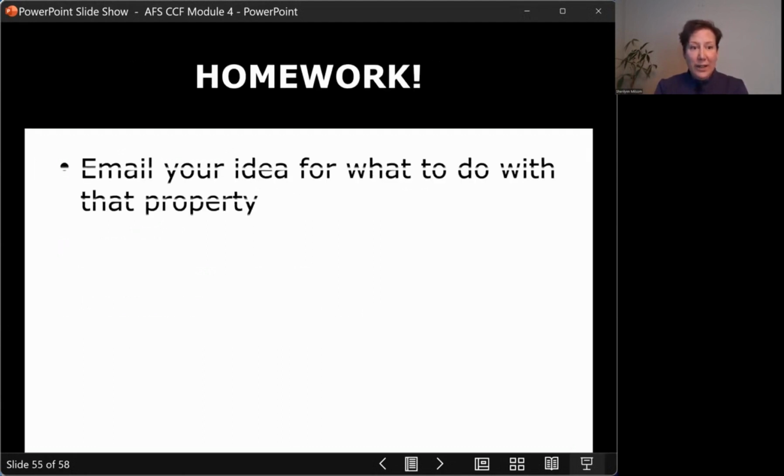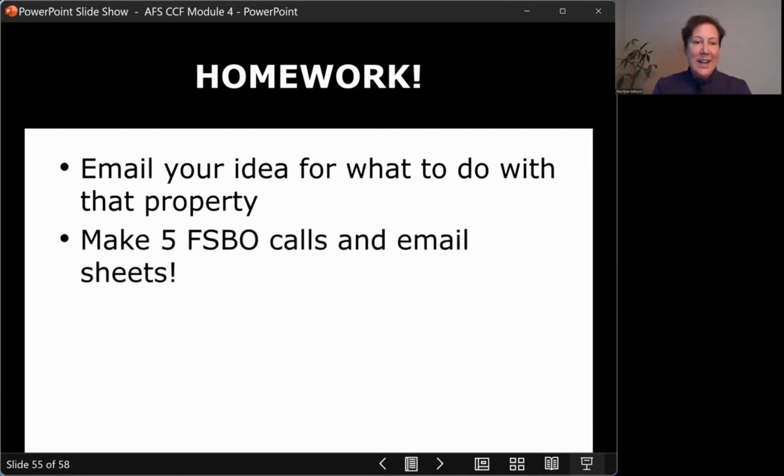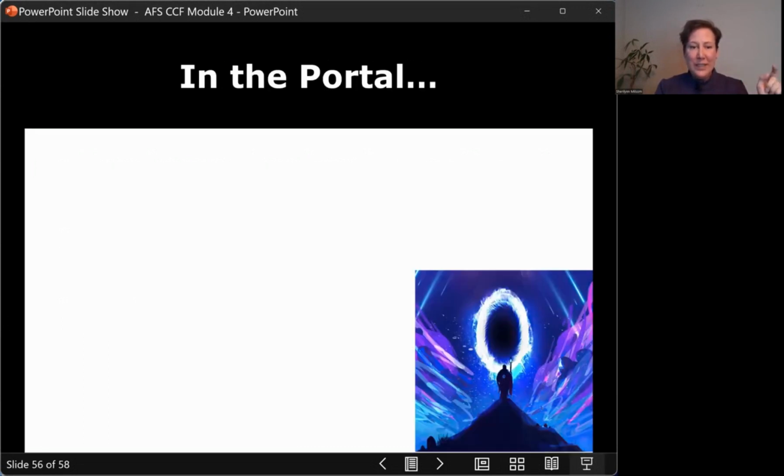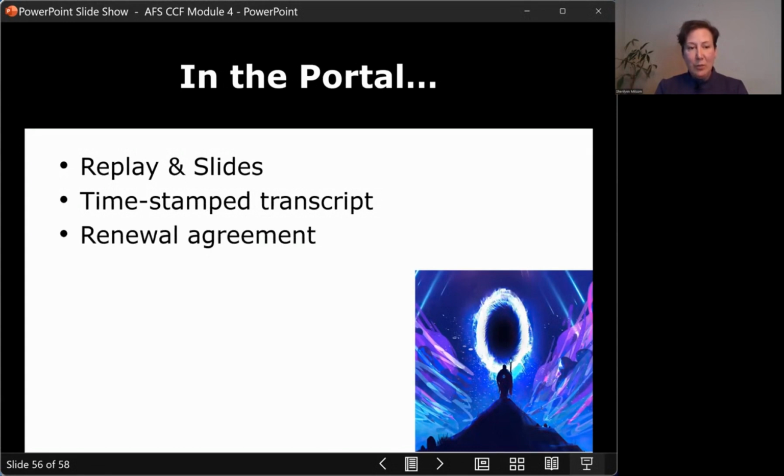So your homework is email your idea with what you would do with that property, and also make 5 for sale by owner calls and send me your sheets. And of course, watch the email for your Zoom link. In the portal, you will find the replay and slides, you'll find the transcript, of course, and you'll find the renewal agreement as well as that example with the bonuses and extra payments filled in.